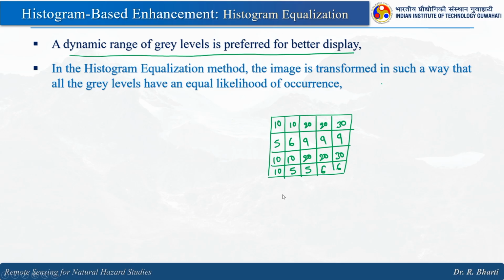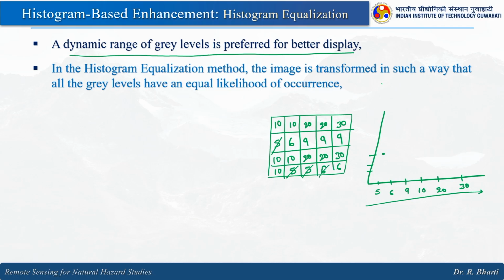Now, here you see, if I draw the histogram of this, what will happen? I have unique values of 5, then 6, then 9, then 10, then 20, and then 30. This is not the actual scale. Now, if we identify the frequency, this is 1, 2, 3. So, this may be 1, 2, 3. So, this is coming here.